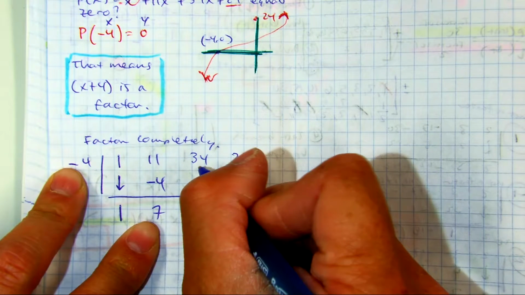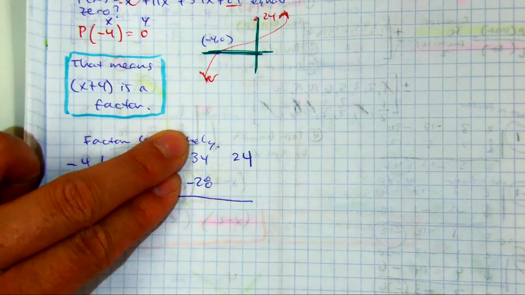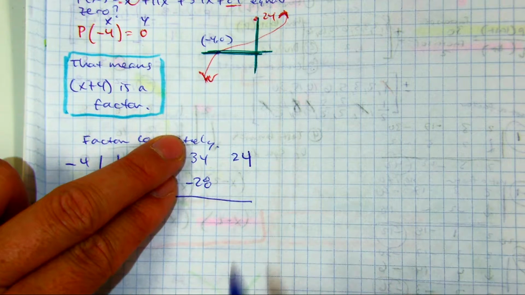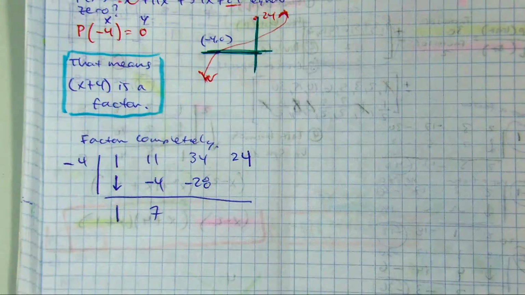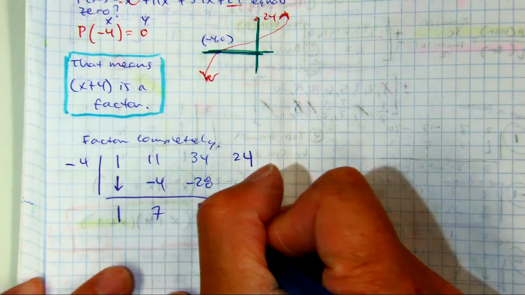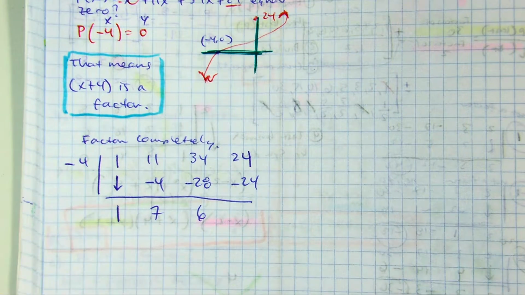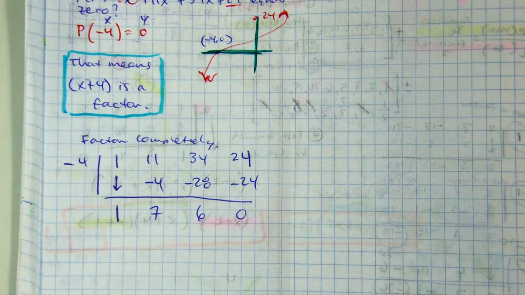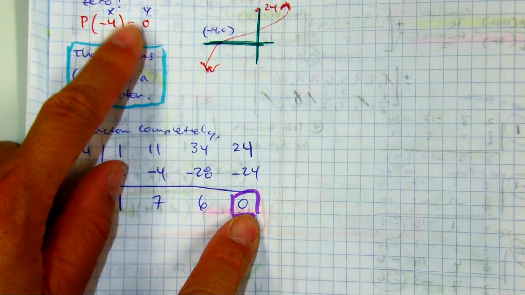Yep, what do you get? Keep going. What do you get? 6. Keep going. Answer? 0. We already knew this was going to become 0. Right? We already knew that the remainder was going to be 0.